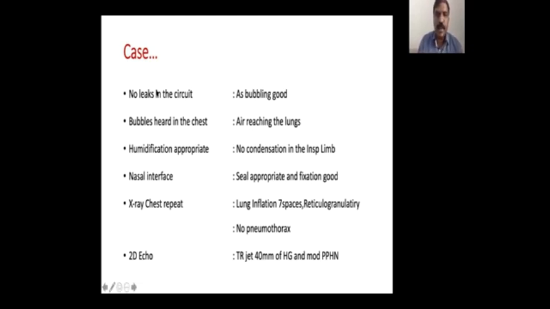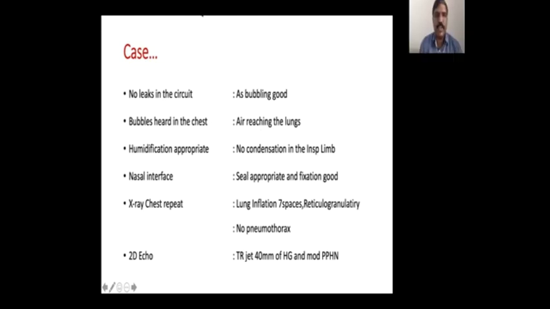If there are no leaks in the circuit, bubbling should be good. If bubbles are good in the bubble chamber, definitely leaks are not there. Now you should be able to hear the bubbles in the chest. Then only you know that the air is reaching the lungs. Otherwise, the air is going across the lungs, but there is a block in the nose. That is why you are able to see the bubbles in the bubble chamber, but you are not hearing the bubble sounds in the chest. So you should be able to hear the bubble sounds.